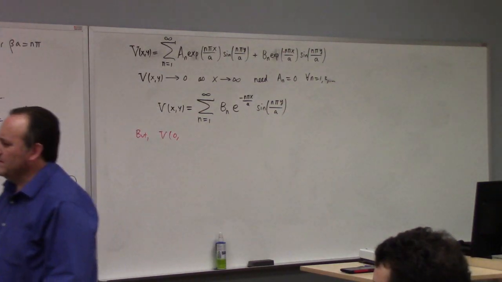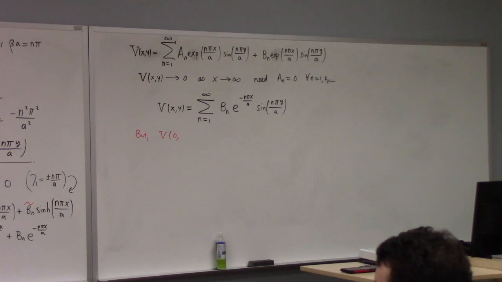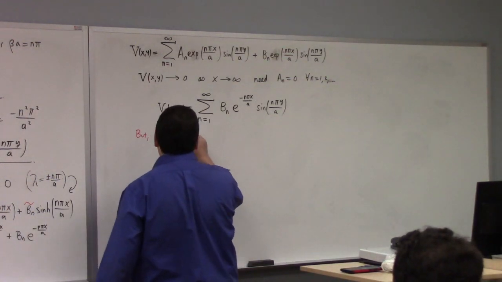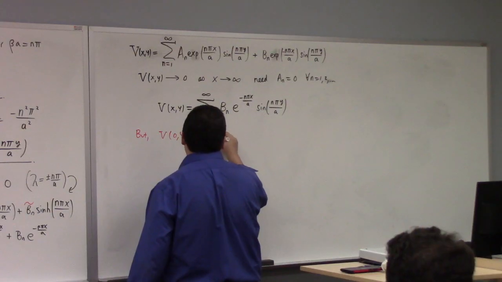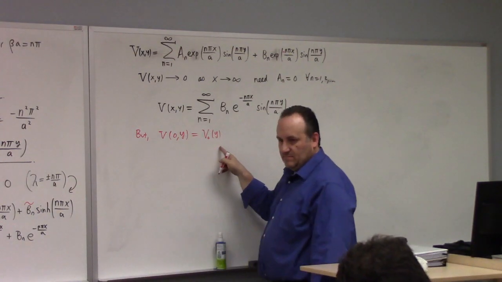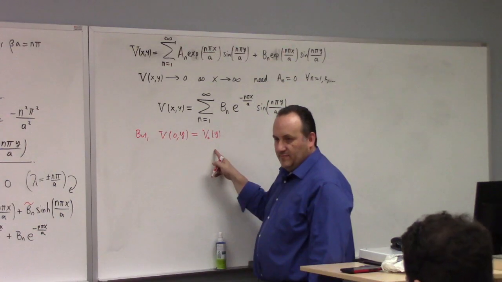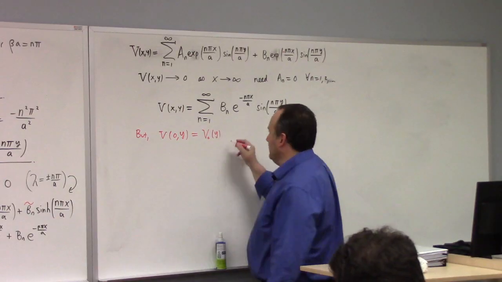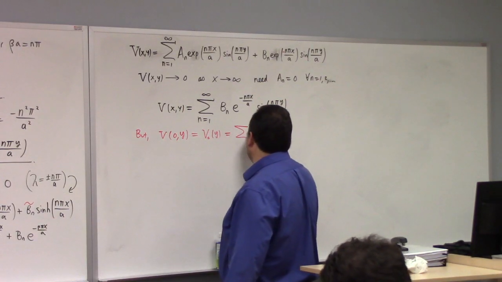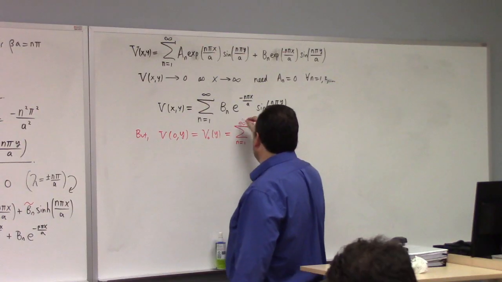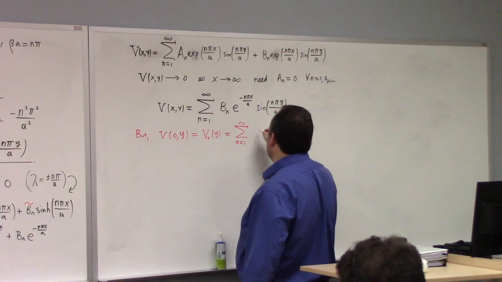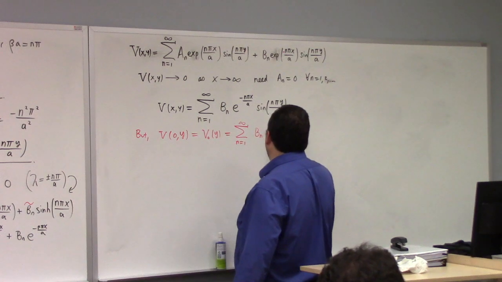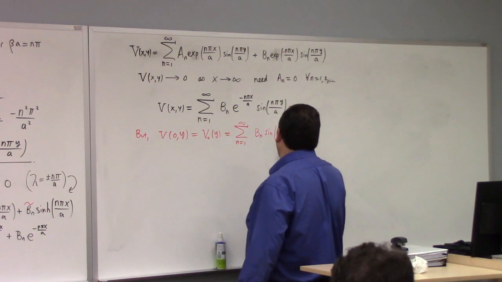I can't remember. Sorry, guys. Yeah, that's x equals 0, right? v of 0 comma y is equal to v naught of y. What is v naught of y? Well, that's a given function of y in this example, in the arbitrary sense of being given. But the point is that it has to be equal to the sum, n equals 1 to infinity, of b sub n sine of n pi y over a.